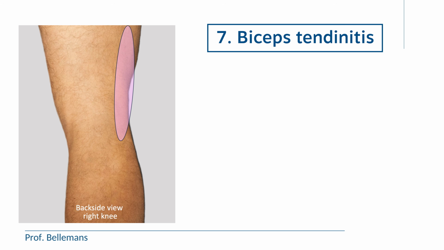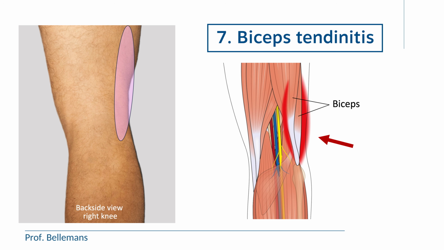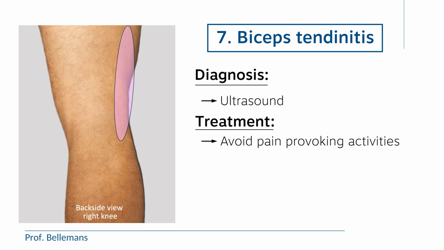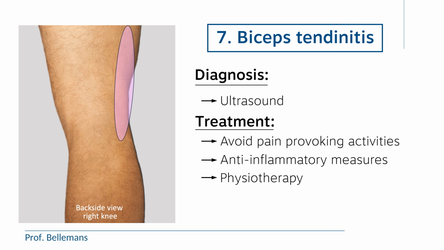7. Biceps tendinitis. In biceps tendinitis, the pain is located on the far lateral side, over the biceps tendon. It is usually the consequence of overloading, especially of the hamstrings, as during running or cycling. The diagnosis is by ultrasound, and the treatment consists of avoiding all pain-provoking activities, together with anti-inflammatory measures and physiotherapy.